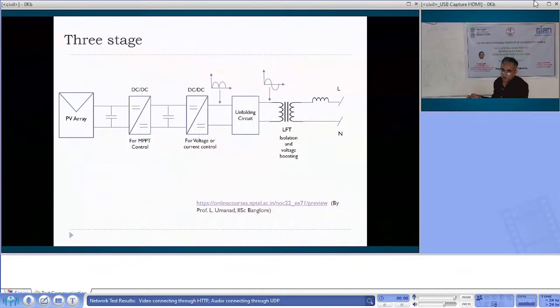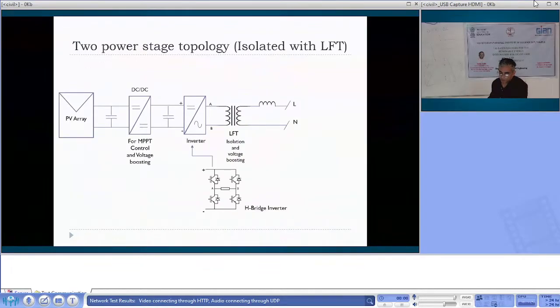Maybe for low rating applications this can be used. Then you have the LFT, the low frequency transformer, to isolate it. Then you have the inductor for filtering, and then you connect it between line and neutral.